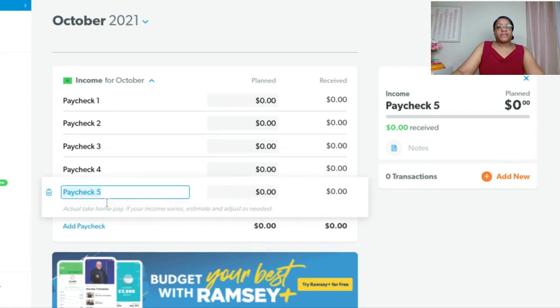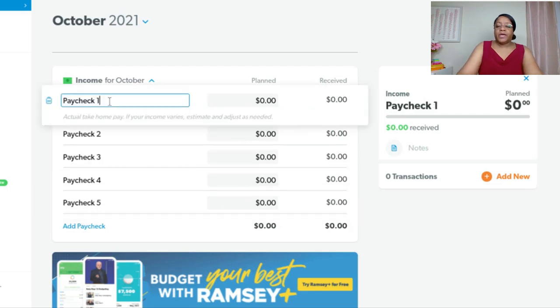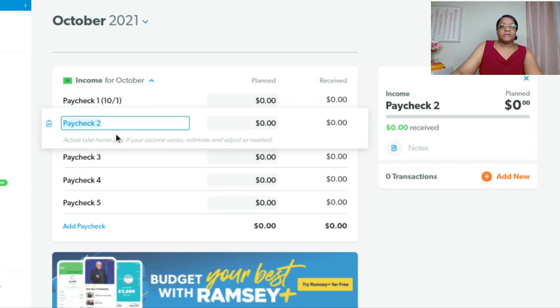If I had any other side hustle money, I would add another paycheck and then give it a more meaningful name. You can put dates outside of here. So let's say paycheck number 1. I'm okay with that, but I want to put the actual date that I'm going to receive that check, and that's 10/1. So I'm going to close this. So that way it stands out to me. So the next one is 10/8.